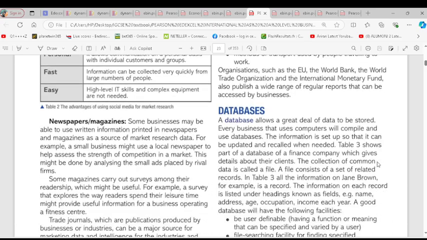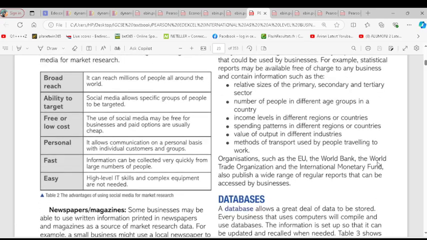Any question about secondary data or secondary research? Any question, please? So that ends secondary research.